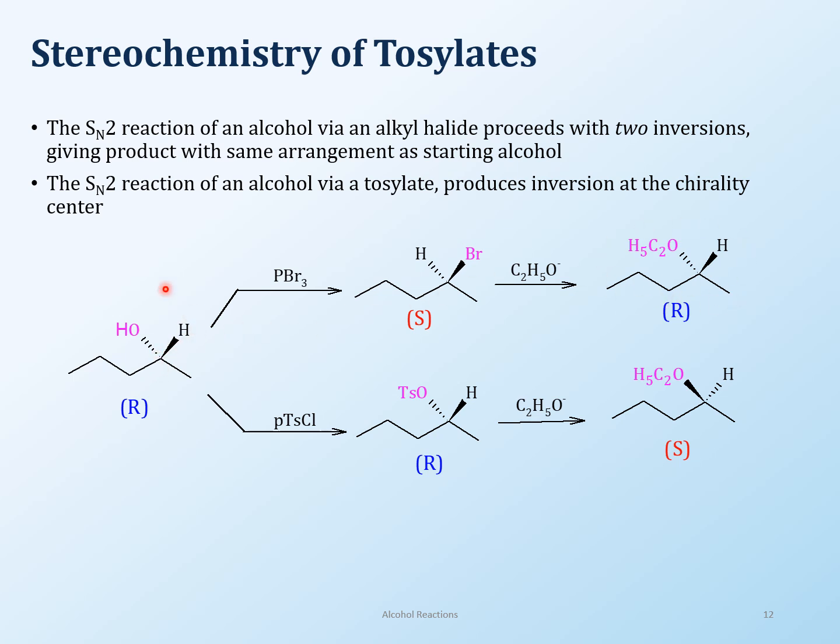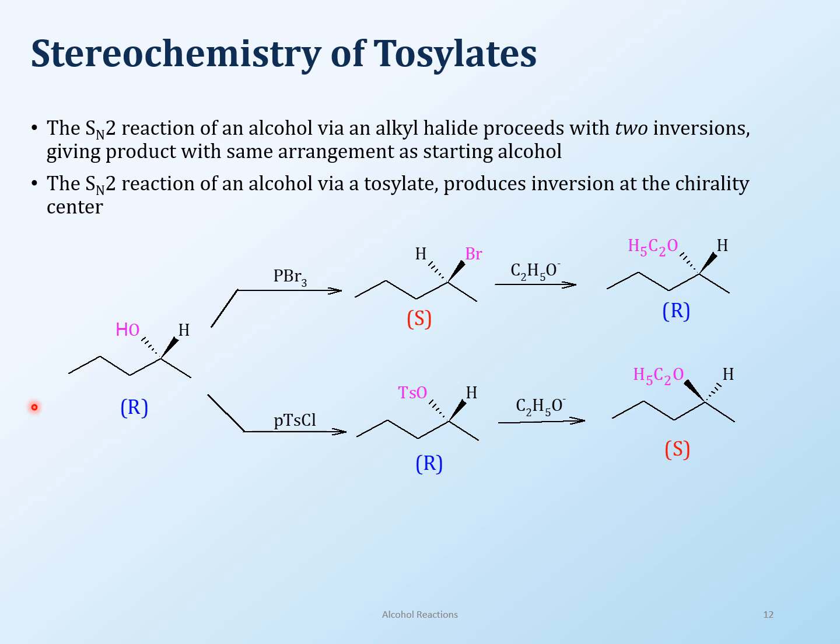So when you take an alcohol, which is R, and you treat that with phosphorus tribromide, you end up getting an inversion of stereochemistry because you did an SN2 reaction. Now the ethoxide comes in. This is going to be another SN2 reaction. And now you get R. Again, backside attack with an SN2 reaction. So you went from R to S to R.